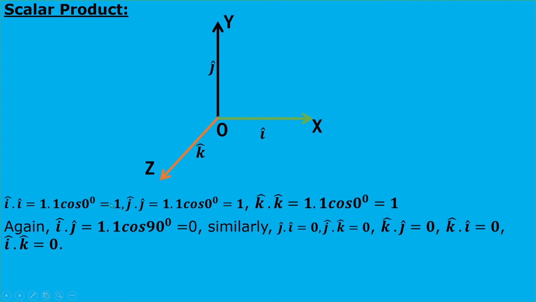So i dot i equals 1, j dot j also equals 1, k dot k also equals 1. But when we take i dot j, that means this angle is 90 degrees, and cos 90 degrees equals 0. So i dot j equals 0. Similarly j dot i, k dot i, j dot k, k dot j, i dot k, all are 0. You have to remember and memorize it, otherwise the solution will be very difficult for you. Clear?